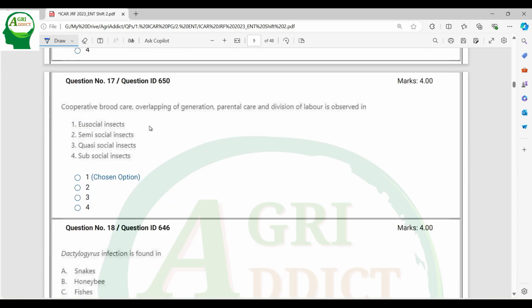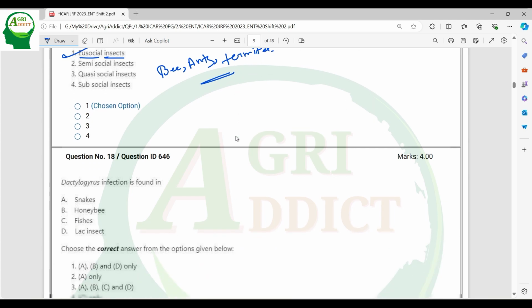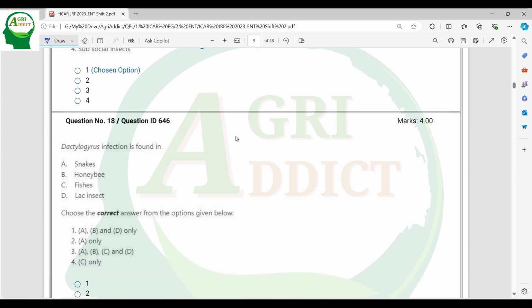Cooperative brood care, overlapping generation, parental care, and division of labor is observed in the eusocial insects, that is bees, ants, termites, etc. And this question is also a repeated question of paper 1.